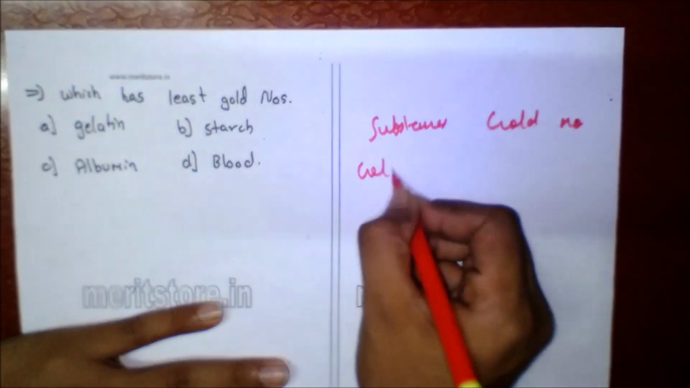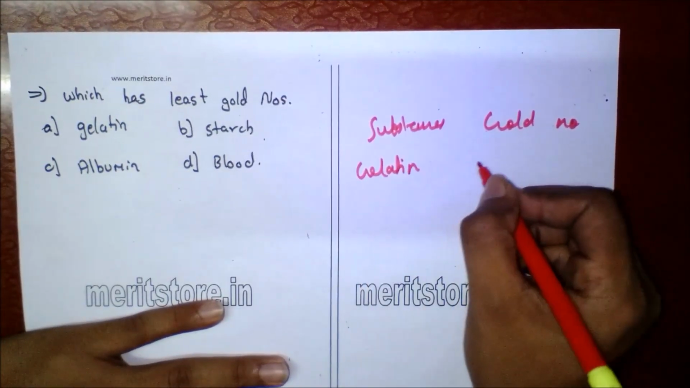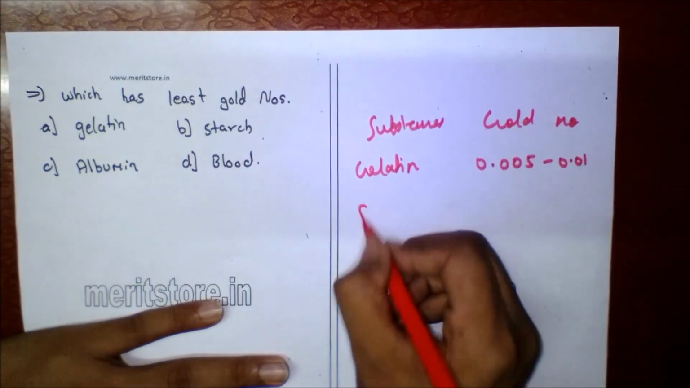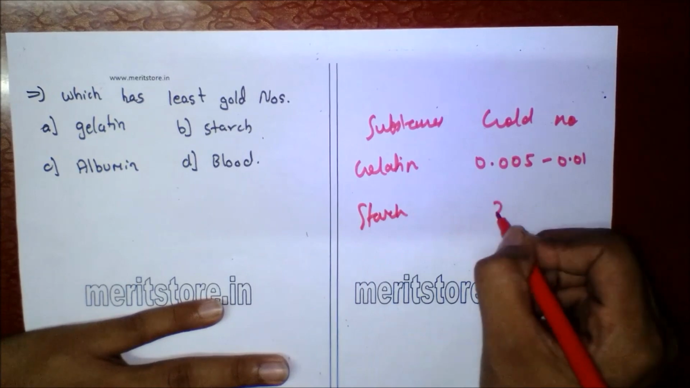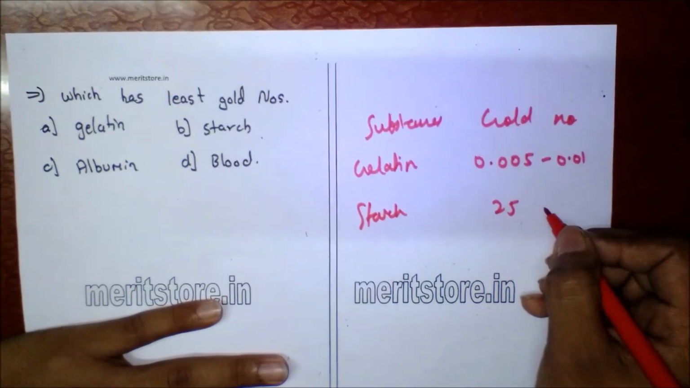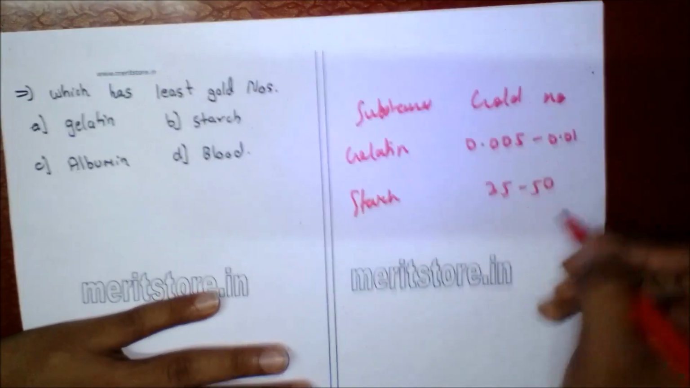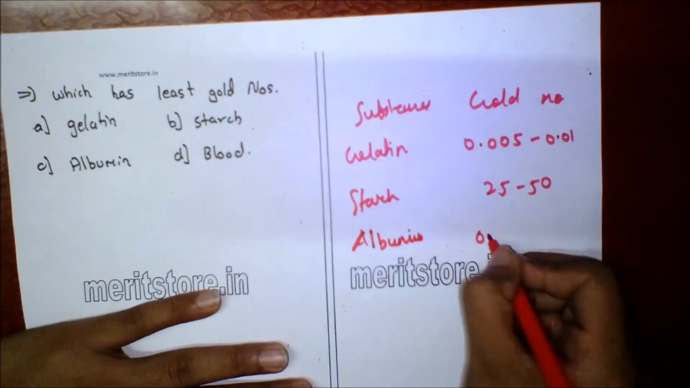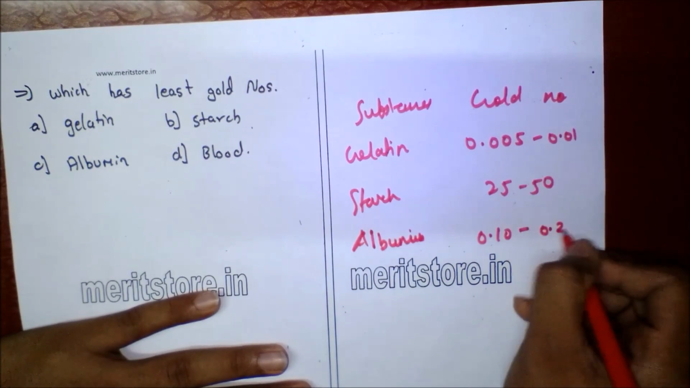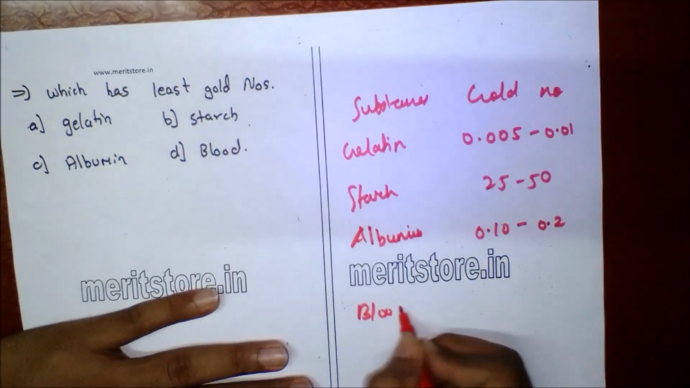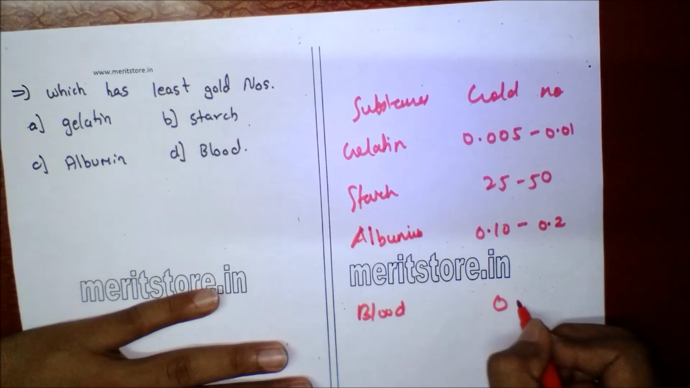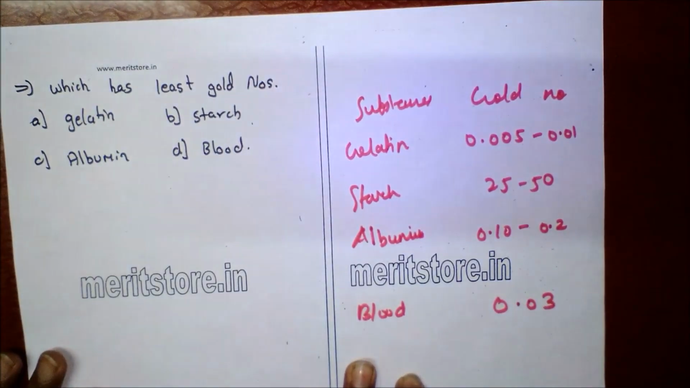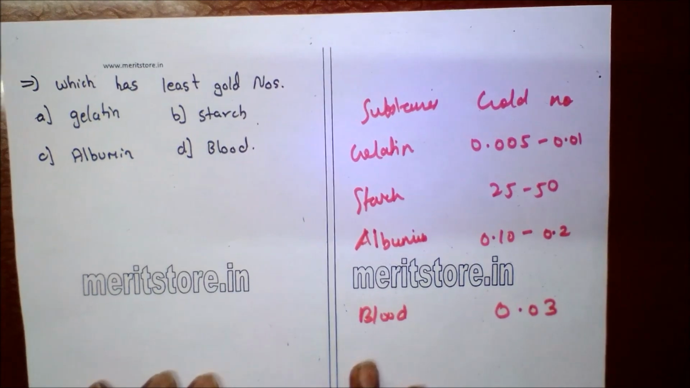Now, gelatin varies from 0.005 to 0.01. Starch has a gold number between 25 to 50. Albumin has a gold number from 0.10 to 0.2, and blood has a gold number of 0.03. Therefore, among all, gelatin has the least gold number. Therefore, the correct answer is option A.